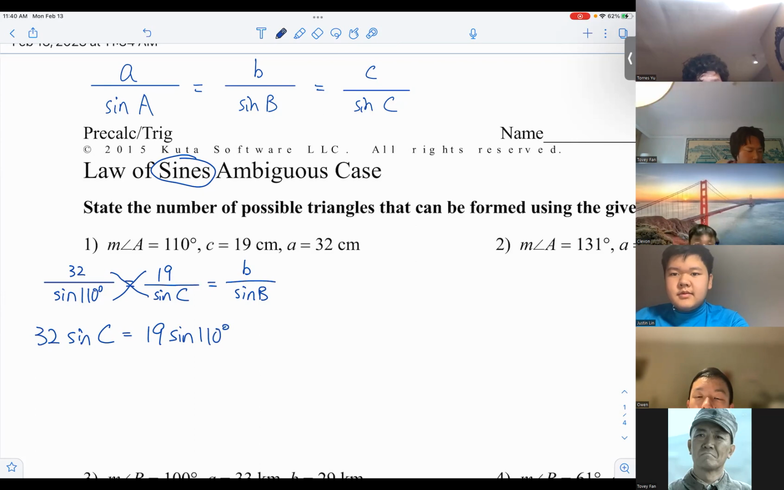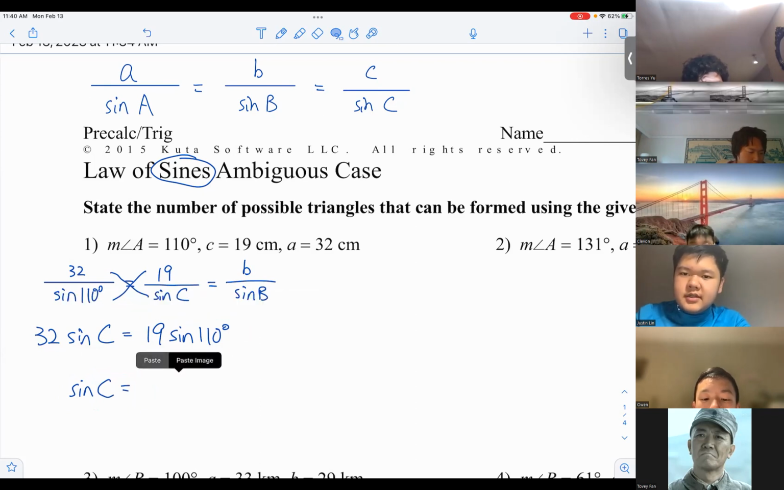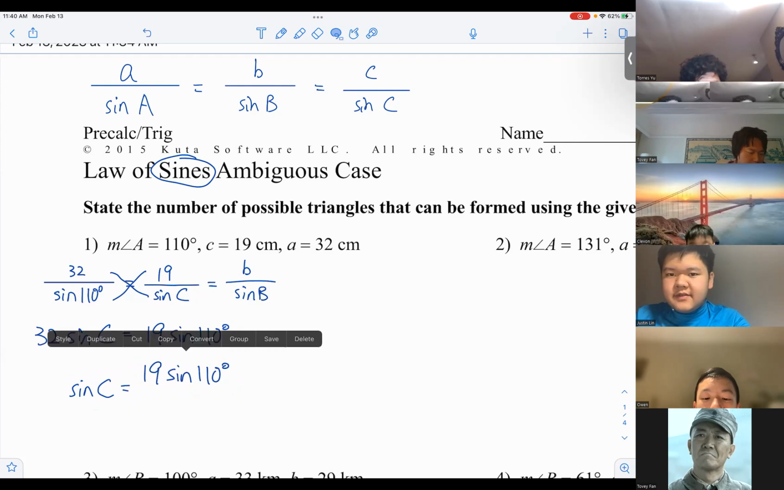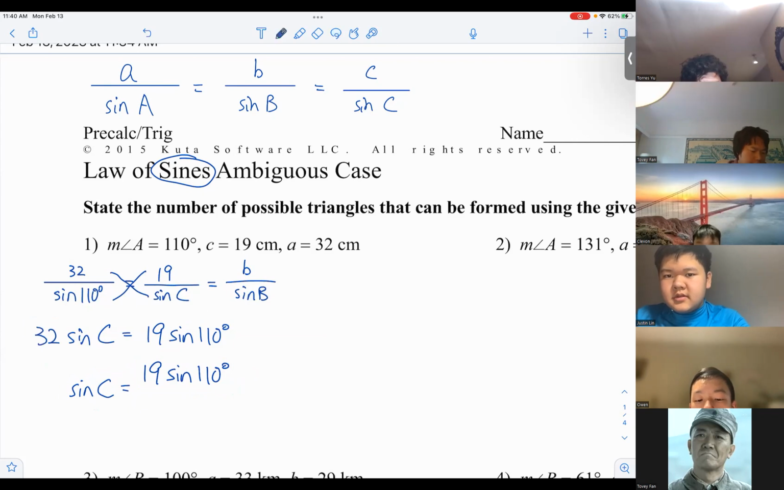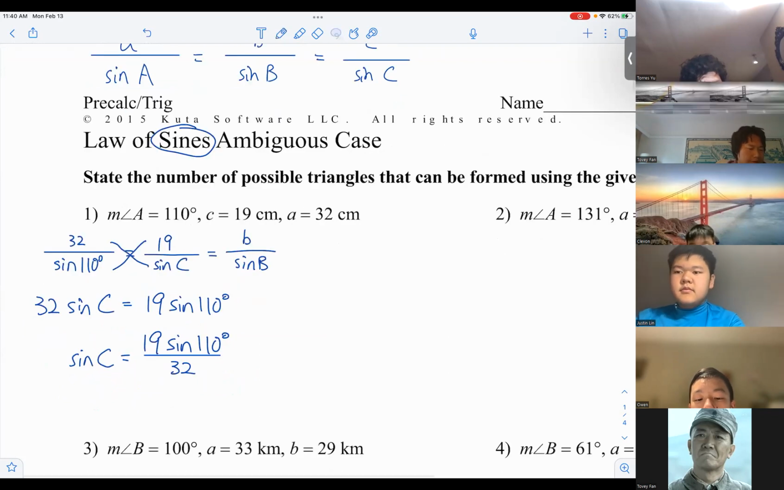And then what is the angle C? What is sine C? We should use calculator here, right? No, I need an equation first. So sine C equals 19 sine 110 divided by 32, and now we can find a value. But as we said, if you find a value here, it has to be an estimation, right? Because it's a decimal. So to find out angle C, what do we do?